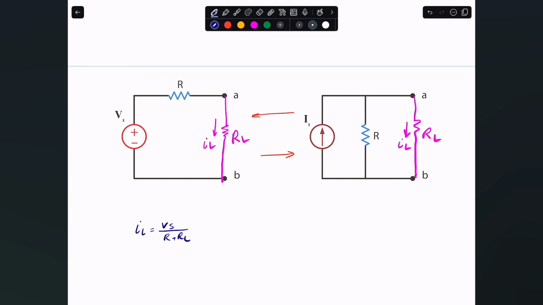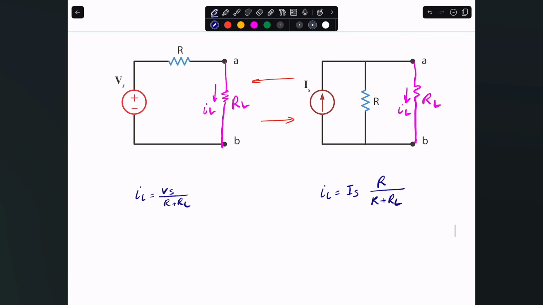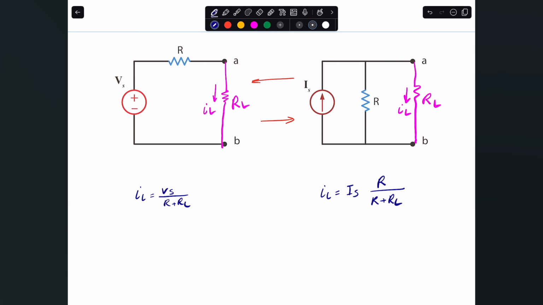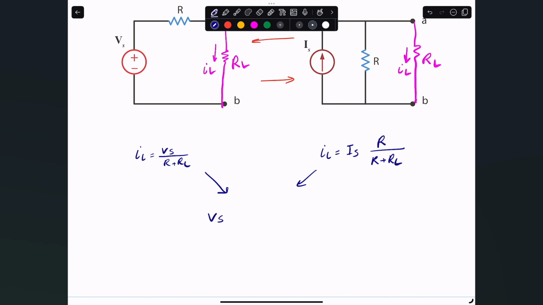All right, similarly here, we can figure out what IL is. We can use current division in this particular case. It's simply Is times the other resistor divided by R plus RL. Okay, so now if these two formations are equivalent, this IL should be exactly the same as that IL. So all I have to do is equate them. Vs divided by R plus RL equals Is times R divided by R plus RL.